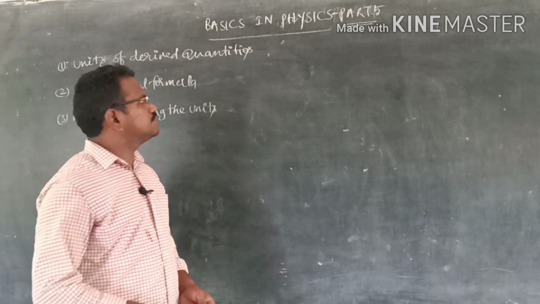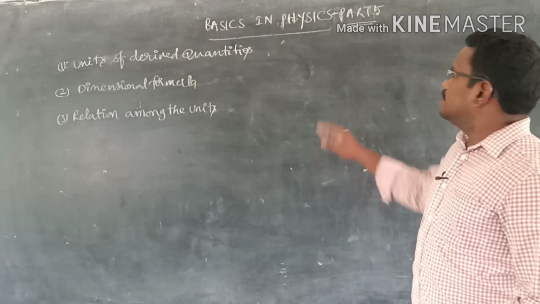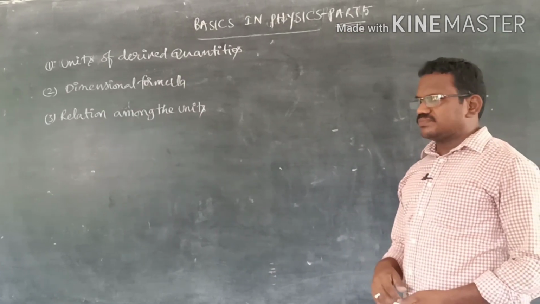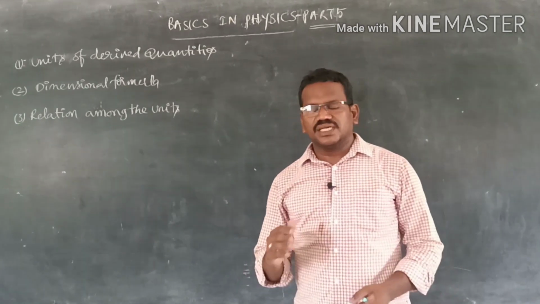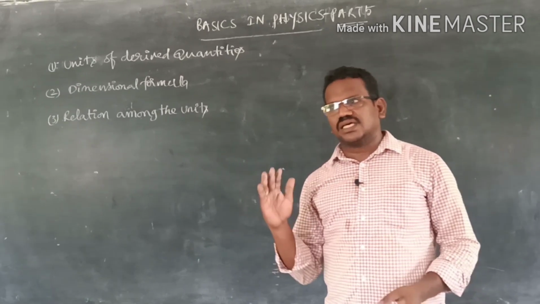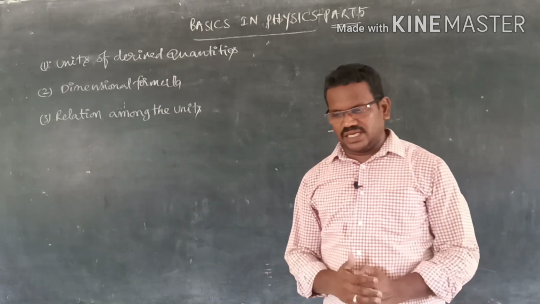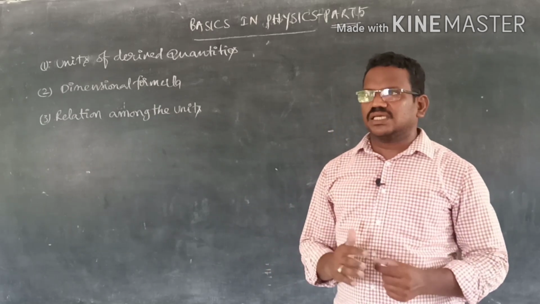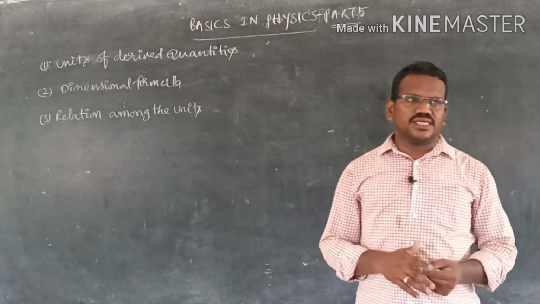Hi students, in the last topic, basics in physics part 4, I gave the units and systems of different fundamental physical quantities in different systems. But finally what we conclude in that is we are utilizing CGS and SI systems only.